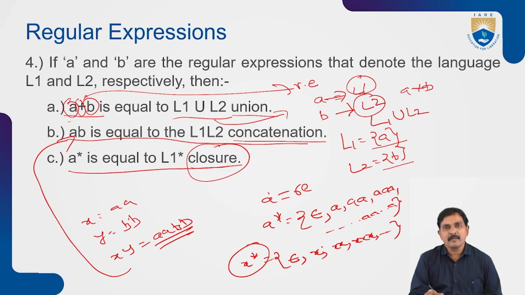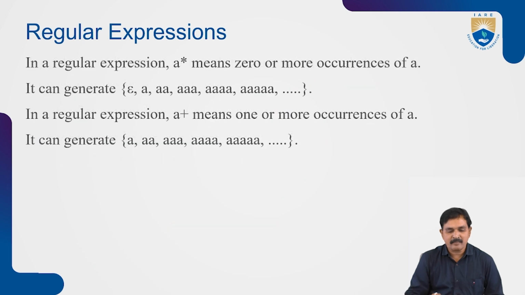So closure means the first string you include is the null symbol. The second string is the symbol repeated 1 time. The third string in the language is the symbol repeated 2 times. Next is the symbol repeated 3 times, and so on, the symbol repeated any number of times. This is the idea of the closure.